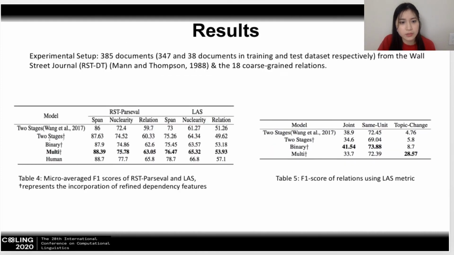As for the experimental setup, we used the 385 documents from the Wall Street Journal, and we detect the 18 coarse-grained relations. We present results in Tables 4 and 5. Comparing the first two rows in Table 4, our refined dependency features improve the performance, and the third row shows that our newly proposed nuclearity type is effective, especially in the multi-branches relation detection as shown in Table 5.